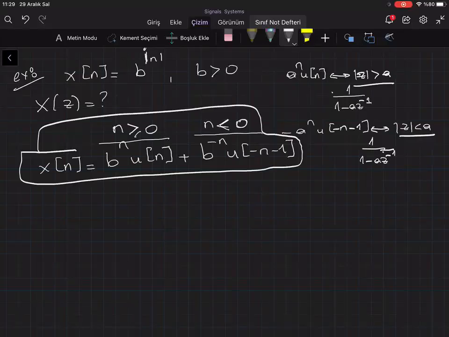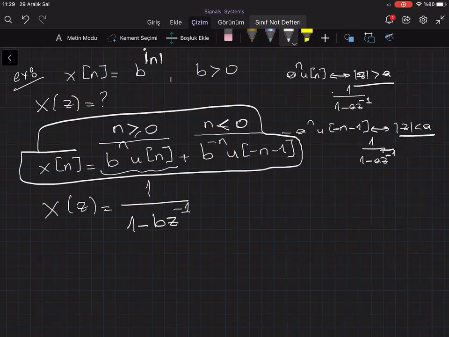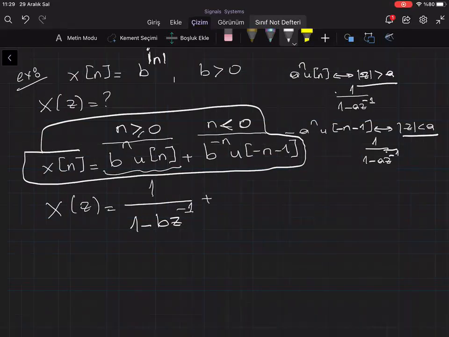So if I see absolute of n, I should be thinking both n's in my calculations. Okay, what's the z value? What's the X of z for the first part, arkadaşlar? 1 over 1 minus b z to the power minus 1. How about the other one? Same.